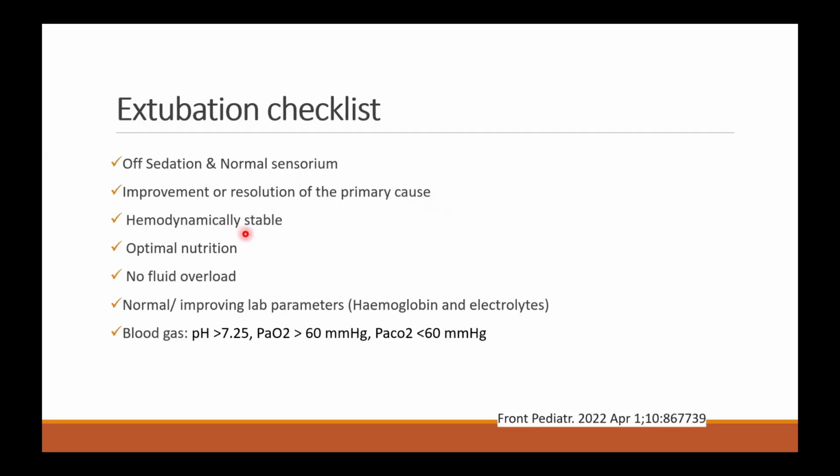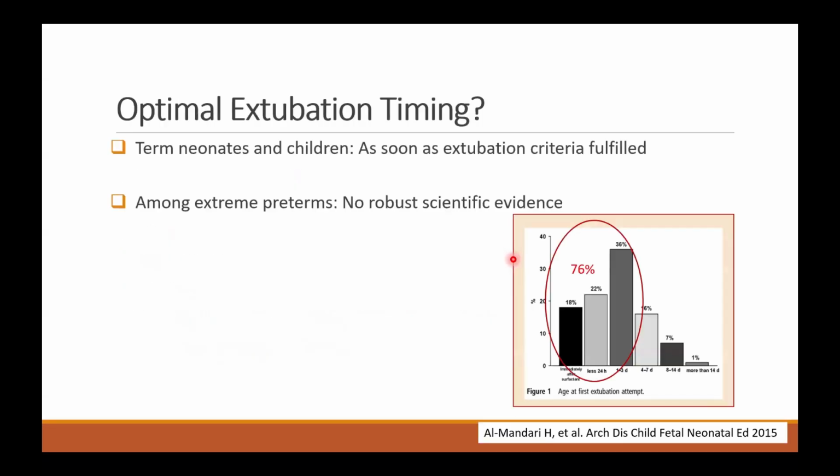Baby is hemodynamically stable, there is optimal nutrition, no fluid overload. There are improving or normal lab parameters, especially hemoglobin and electrolytes, and blood gas is normal. That is, there is no hypercarbia or hypoxemia. Then one can think of extubating these babies.